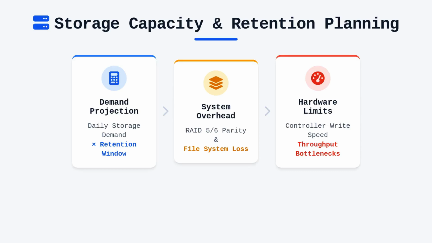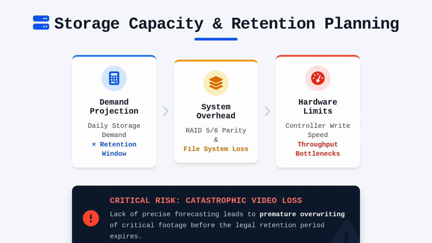For example, a 3-disk RAID 5 array loses the equivalent capacity of one complete drive, which significantly impacts the effective uptime available before the system begins overwriting the oldest video files. We also need to consider the physical limits of the recording server, as the maximum write speed of the storage controllers can become a bottleneck when handling high-throughput streams from many high-resolution cameras simultaneously. Meticulous mathematical forecasting is the only way to ensure that you do not encounter catastrophic video loss before your designated retention period expires.